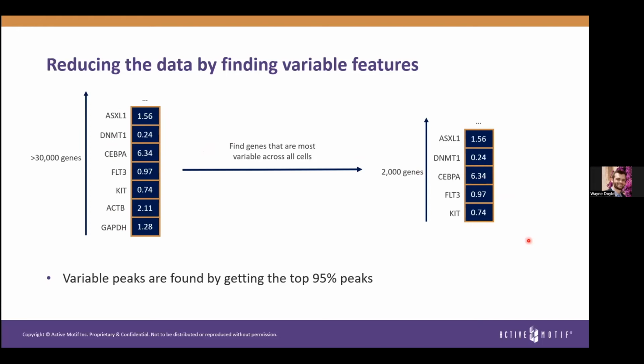We can change this. We found that 2,000 genes often works well. This is well supported by the literature as well. And on the chromatin accessibility data, we take the top 95% of peaks. We drop the bottom 5% because typically these are a little bit noisy. They're more from technical artifacts and we don't want them to bias the results.